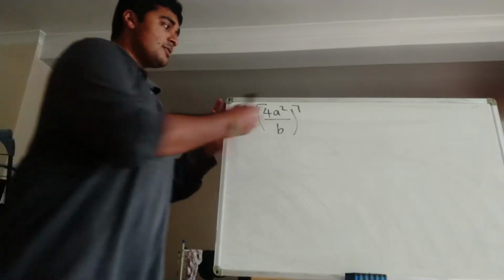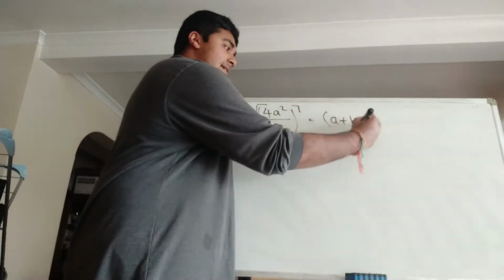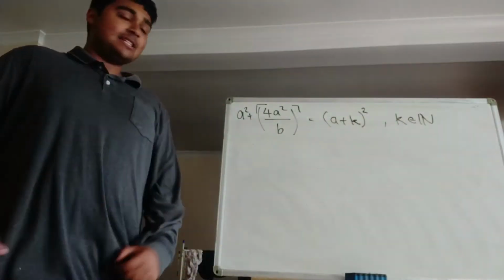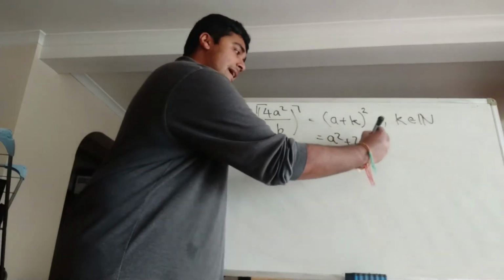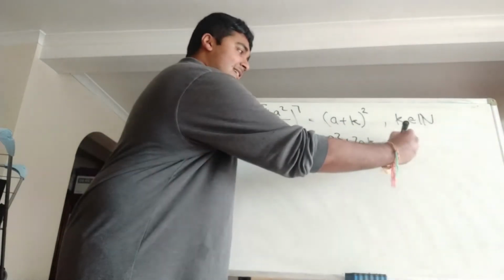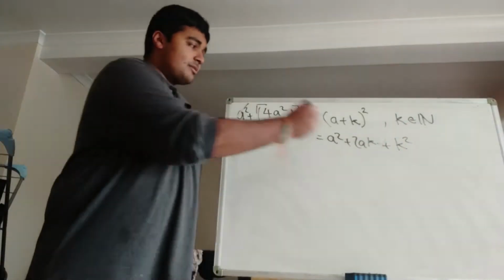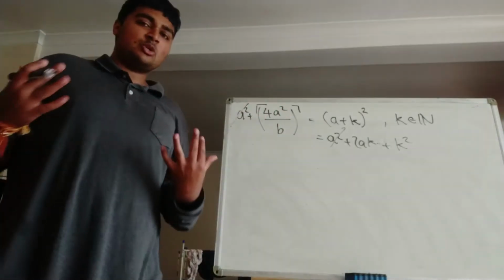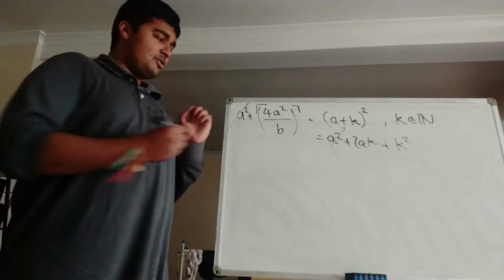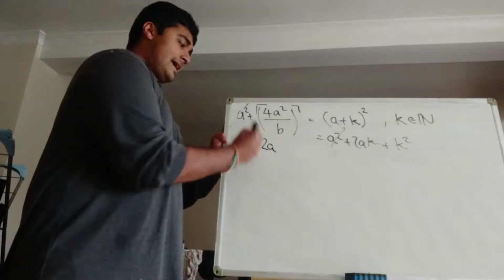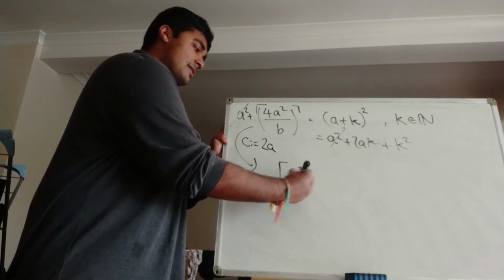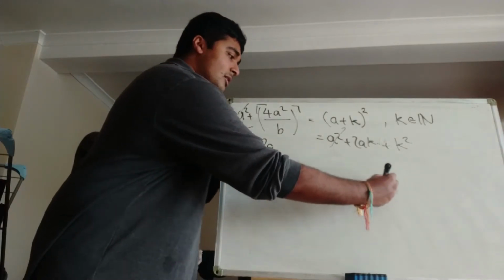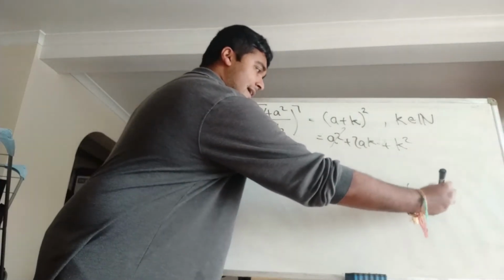So it would have to equal (a plus k) squared, where k is a positive integer. Expanding this bracket out, we get a squared plus 2ak plus k squared. Then I'm going to cancel the a squareds from both sides. Because we've got a 4a squared, which is the same as (2a) all squared, and here we've got a 2a, I'm going to introduce c, which is equal to 2a. So this becomes the ceiling of c squared over b, and that equals ck plus k squared, which is just k times (c plus k).